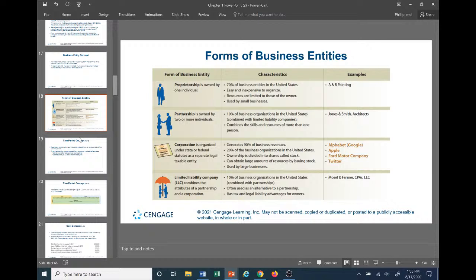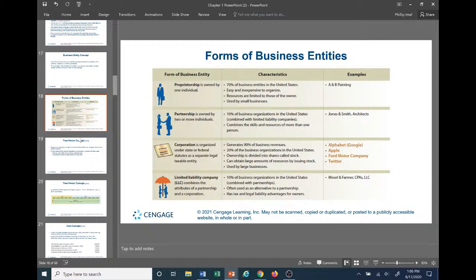Another form of business entity is a corporation. This is organized under a state or federal statute as a separate legal taxable entity. It truly stands on its own, even in the eyes of the IRS, as a separate legal taxable entity. Proprietorships, partnerships, and LLCs are most likely going to be known as pass-through entities, so the income passes through to the individual or owners. That's what we mean by the corporation being a separate legal taxable entity.